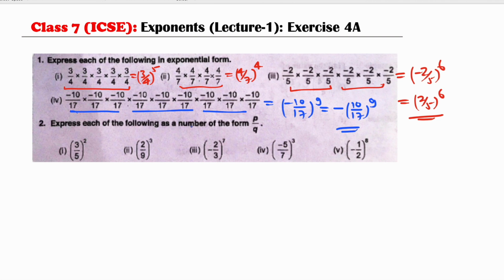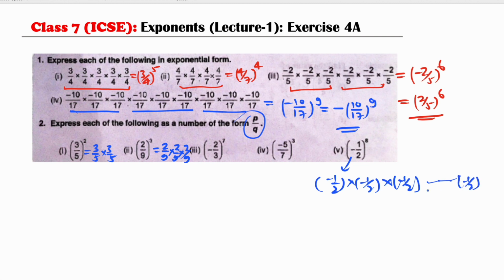Express each of the following as a number of the form p by q. So we have to expand it. This is 3 upon 5 into 3 upon 5. We can multiply this as well. Here we can write 2 by 9 into 2 by 9 into 2 by 9. Similarly, all these we can represent. Suppose this is written minus 1 by 2 into minus 1 by 2 into minus 1 by 2. How many times? 8 times. We write this 8 times.